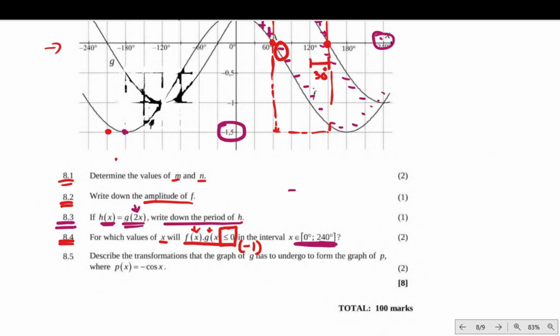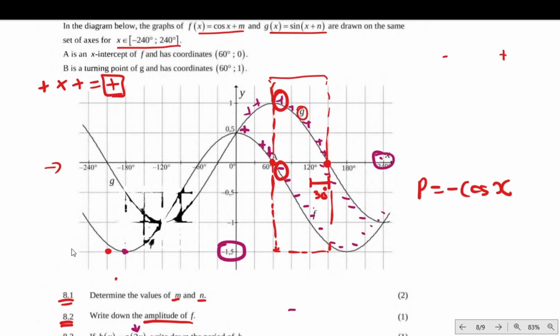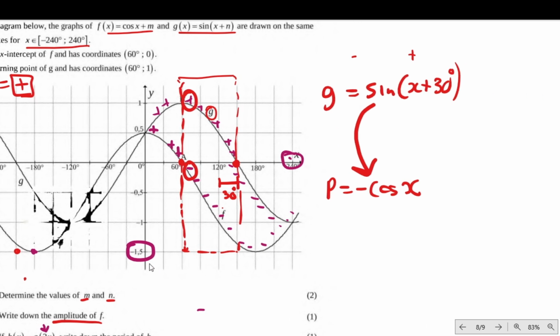I'm going to go to 8.5, which says describe the transformation that the graph of g undergoes to form the graph of p. This is the graph of p. So the graph of p is equal to minus cos of x. What is the graph of g? Let's identify the graph of g. The graph of g is equal to sine of x plus 30 degrees. So we want a situation where this graph of g changes into this one. We want to describe the transformation. What should happen? So here's how we can do this.